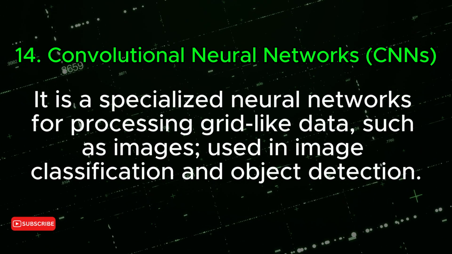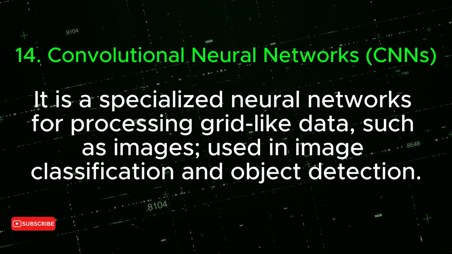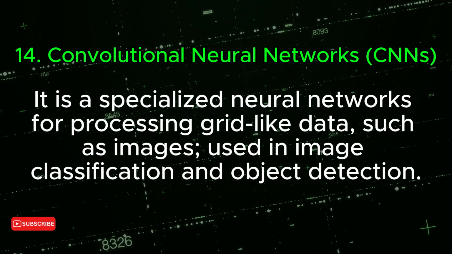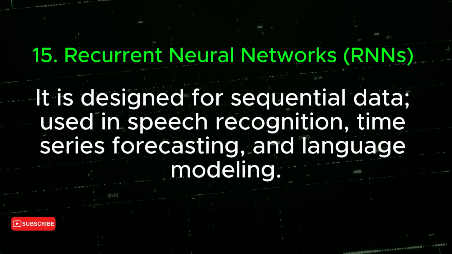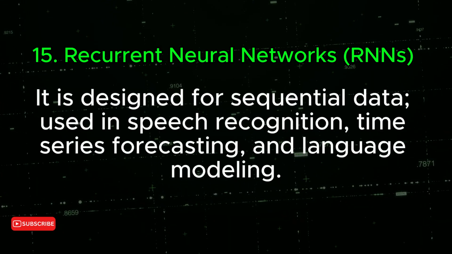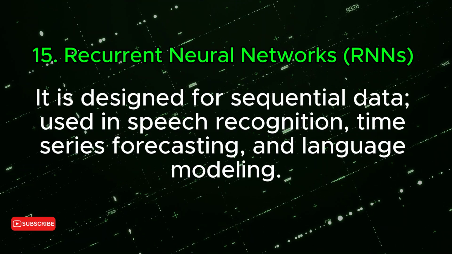14. Convolutional neural networks, CNNs. It is a specialized neural network for processing grid-like data, such as images, used in image classification and object detection. 15. Recurrent neural networks, RNNs. It is designed for sequential data, used in speech recognition, time series forecasting, and language modeling.